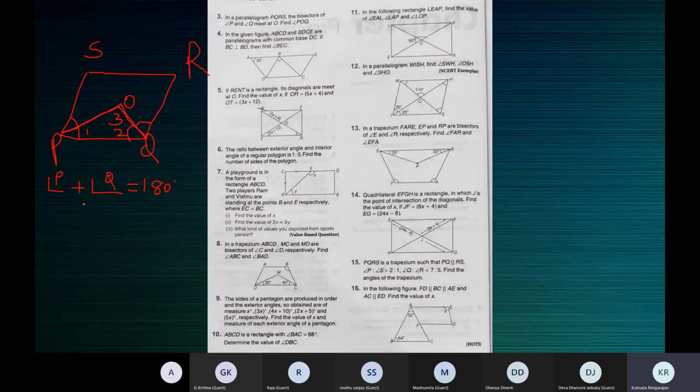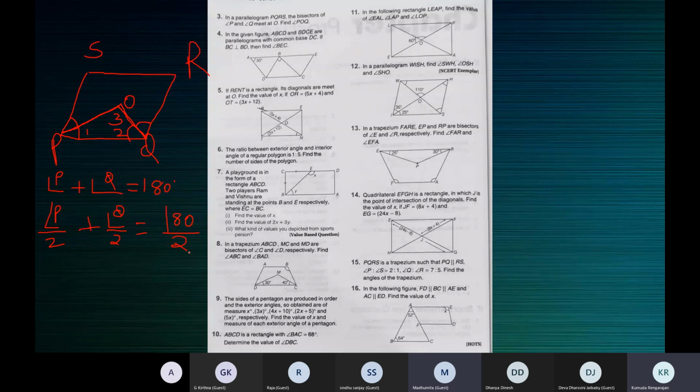Correct? Now divide both the sides by 2. Next step. Okay, dividing by 2 on both the sides. So you will get angle P by 2 plus angle Q by 2 is equal to 180 by 2. You should divide by 2 throughout. It's an equation, right? Every term in the equation should be divided by 2. Do you understand? We are dividing the equation throughout by 2. You can divide by 3, you can divide by 5.